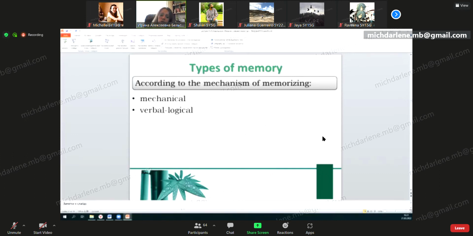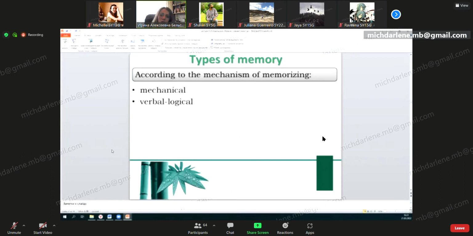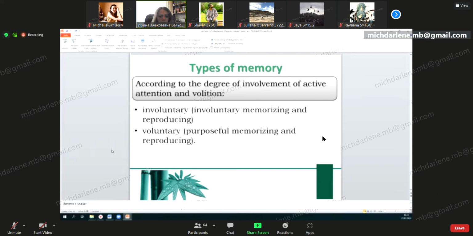The next form of classification of memory is according to the degree of involvement of active attention and volition. Here we can speak about involuntary and voluntary memory. There are some criteria of attention when we speak about attention. Involuntary memorizing and reproducing is involuntary memory, and voluntary memory is purposeful memorizing and reproducing. These are the main components of this kind of memory.